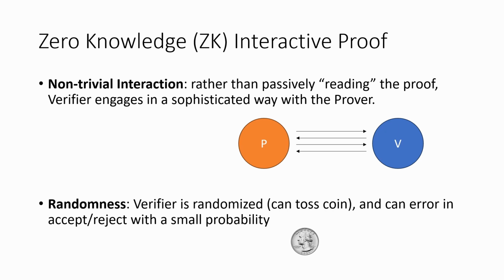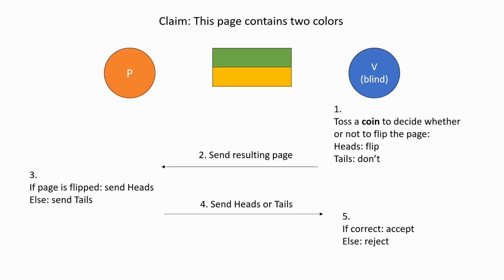To show how this works, let's walk through an example. This is the two-color example. Here's the setup. There is a prover on the left that can see color, and on the right a colorblind verifier who cannot see color. The claim that is given to both is that this page contains two colors. The goal is for the prover to prove to the verifier that the claim is true without revealing anything about the colors.